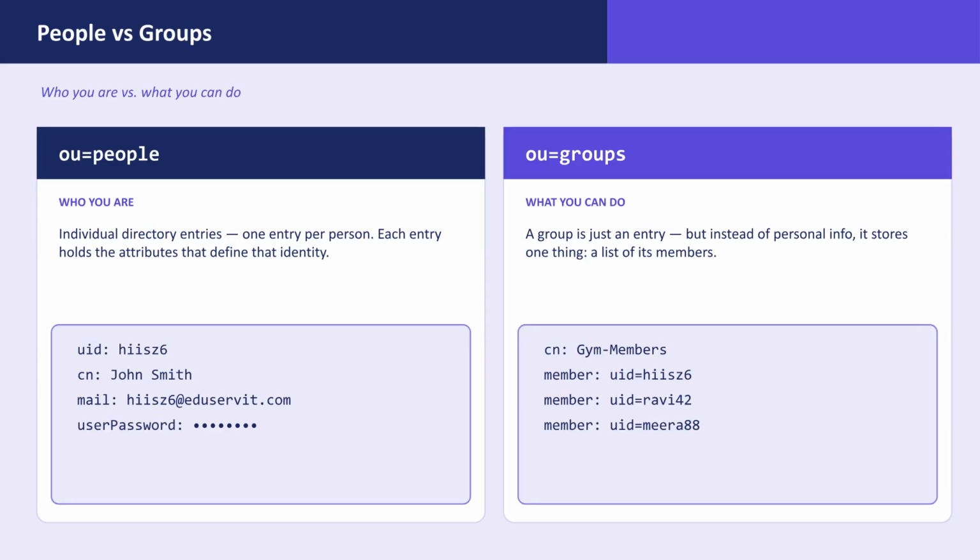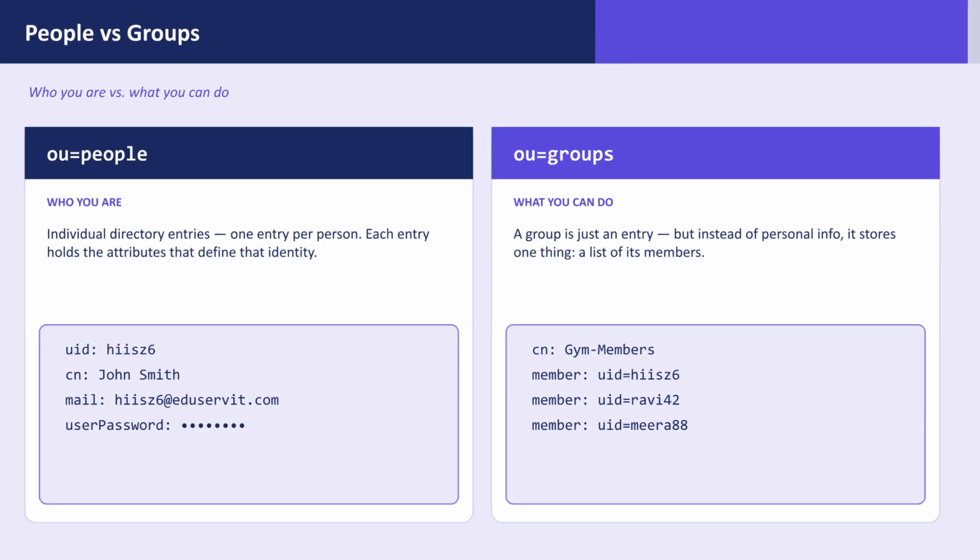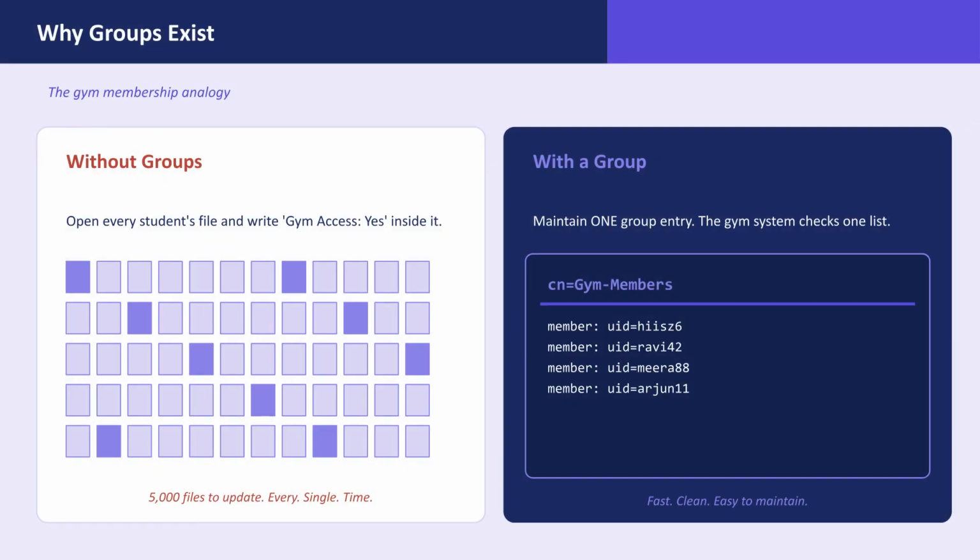Now, let's talk about the groups container. A group in LDAP is an entry in the directory, just like a user entry. But instead of storing personal information like a name or email, a group entry stores one thing, a list of its members. Here is the best way to think about it. Imagine EduServe IT has a gym on campus. Only certain students are allowed in. Now you have two ways to manage this. Option one, you open every single student's file one by one and write gym access: yes. Inside it, that is 5,000 files you need to update. And if a student leaves, you open their file again and remove it.